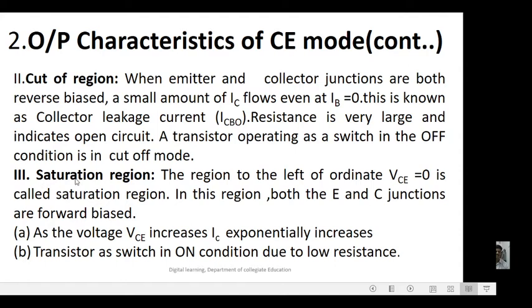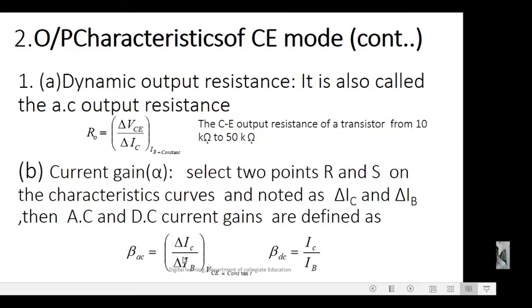Third one, the saturation region. The region to the left of the ordinate VCE equal to 0 is called the saturation region. In this region, both the emitter and collector junctions are forward biased. As the voltage VCE increases, IC exponentially increases. A transistor as a switch in on condition has low resistance.